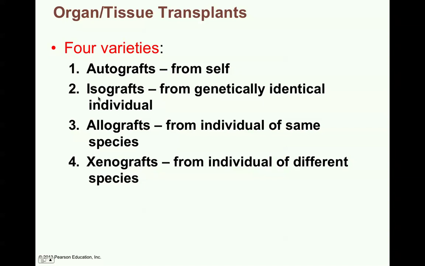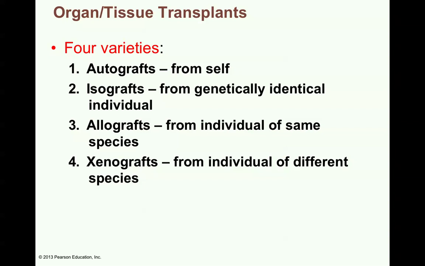Allograft, this would be from an individual of the same species, so another human being, either a living human being or a cadaver. You could take some tissue from a different individual to transplant. A xenograft, this would be from an individual of a different species, such as a pig heart, for example, which cannot be done because the tissue, the cells of the pig heart, a pig heart actually looks a lot like a human heart.